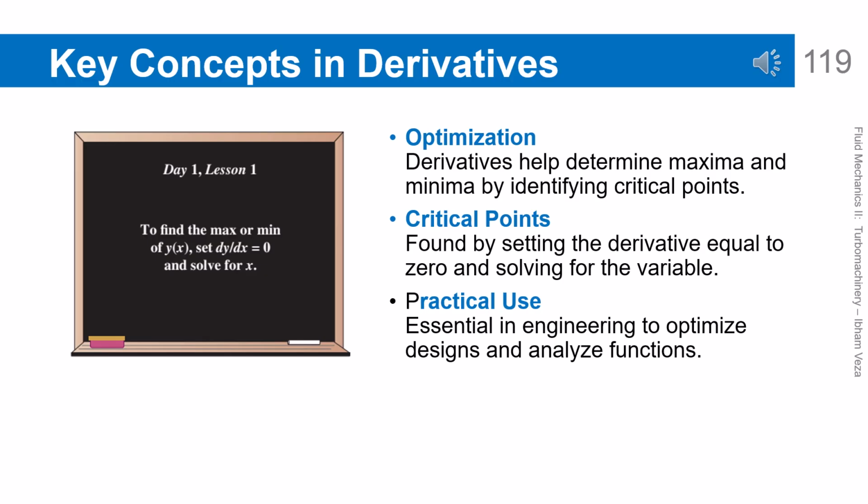Key concepts in derivatives. Derivatives are used to find the maximum and minimum values of a function by identifying critical points. A critical point is obtained by setting the first derivative equal to 0. In engineering, this approach is essential for optimizing designs and system performance. Many optimization problems, including those in turbines and pumps, rely on this concept. Therefore, understanding calculus becomes an important tool in engineering analysis.